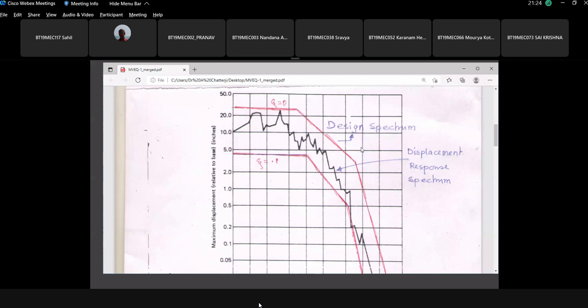Actually, the civil engineer doesn't know the response spectrum. He is given the design spectrum. So what does he do? We will explain a little later. He calculates. Yes, go ahead, say.